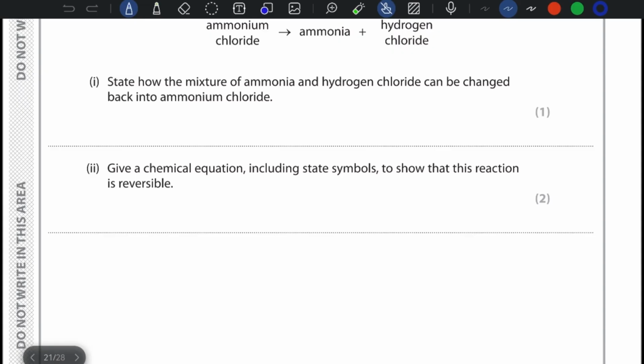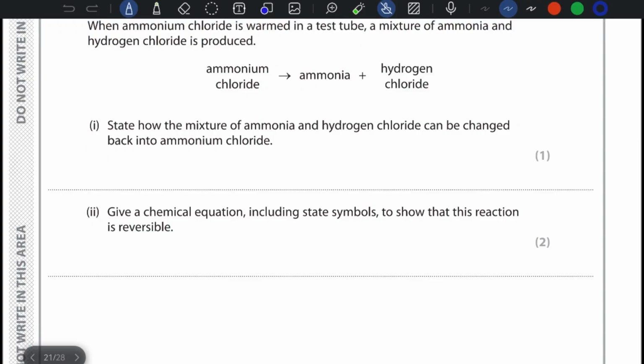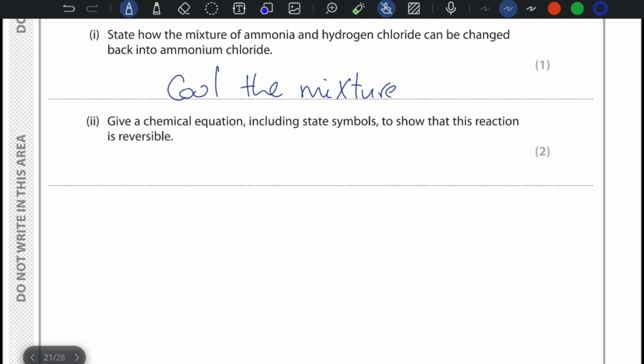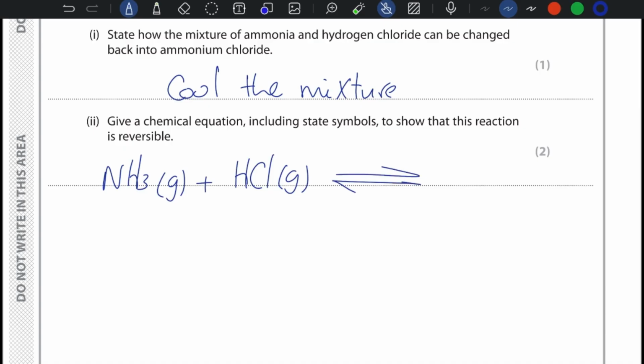State how the mixture of ammonia and hydrogen chloride can be changed back to ammonium chloride. He mentioned here warmed, heated, so cool the mixture to get back. Give a chemical equation including state symbols to show that this reaction is reversible. Ammonia gas plus HCl gas, reversible arrow, ammonium chloride solid. 1 mark for the reversible arrow and 1 mark for state symbols.